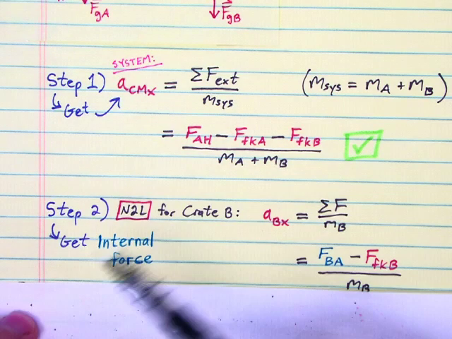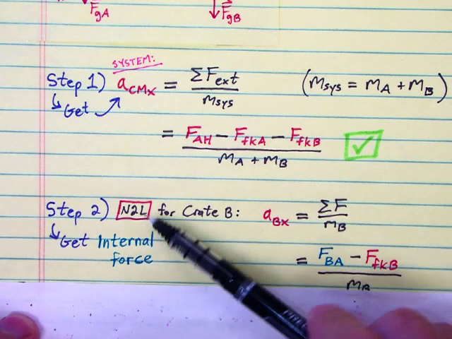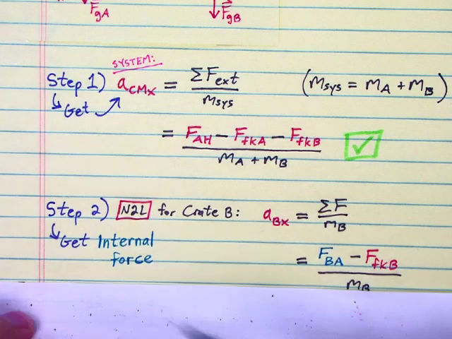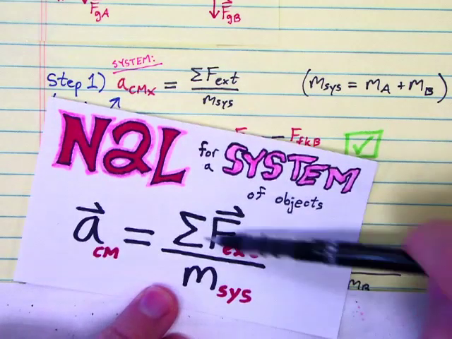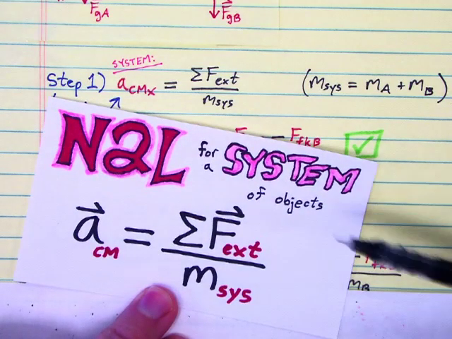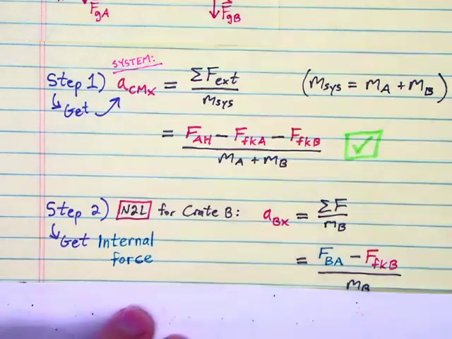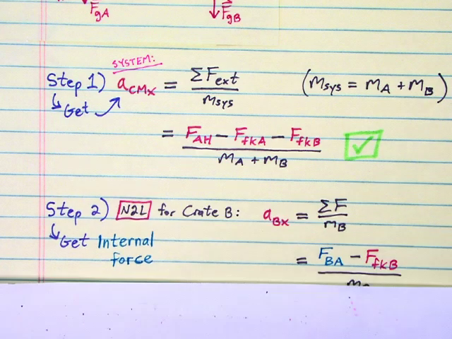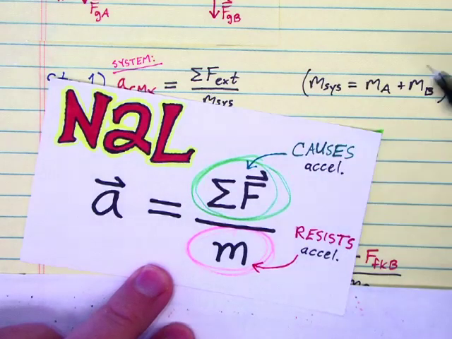Okay, so in step 2, now we're getting the internal force. We have to do Newton's second law for a single object to get an internal force, because if we do N2L for a system, the internal forces don't show up in this equation at all, so we can't find an internal force from this approach. We have to go back to good old Newton's second law for a single object, where we sum all the forces, including the external ones.